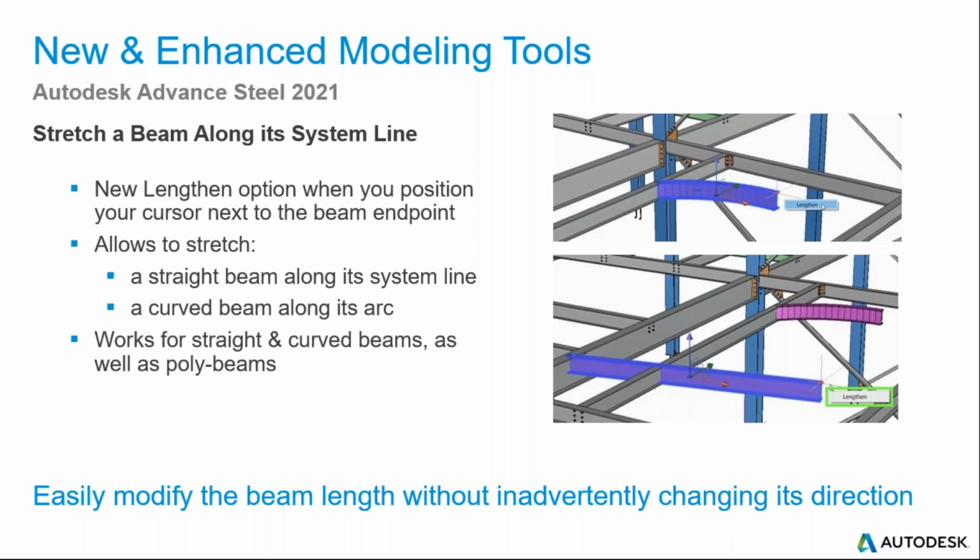The first being the ability to stretch a beam along its system line. Today you have a new lengthen option which has been added for all your curved and your straight members, which allows you to stretch a member along its system line and extend the length of the member in case that is required. How it works is you can simply select the member, and there is this new lengthen option that you get in the contextual menu. After you select this option, you can simply stretch the beam along its system line.